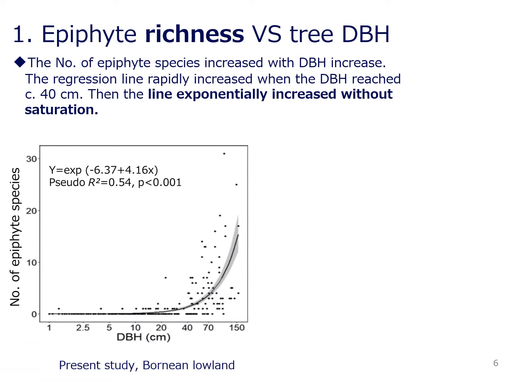Moving on to the results. Here I only explain a section of this study, the relationships between epiphyte richness and the DBH. The number of epiphyte species increased with DBH increase. The regression line rapidly increased when the DBH reached about 40 cm. Then the line exponentially increased without saturation.